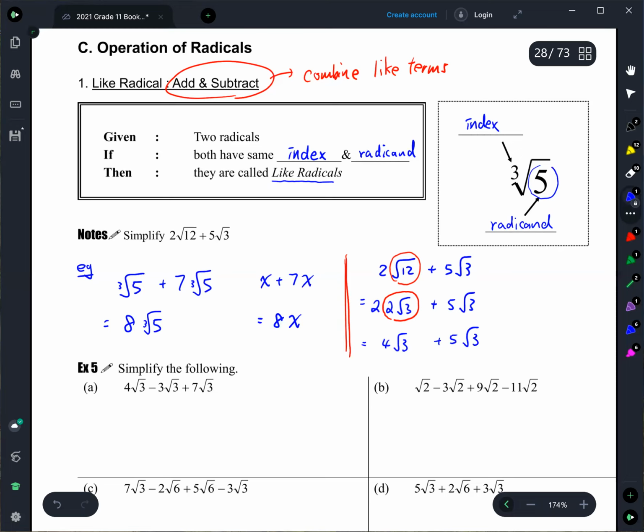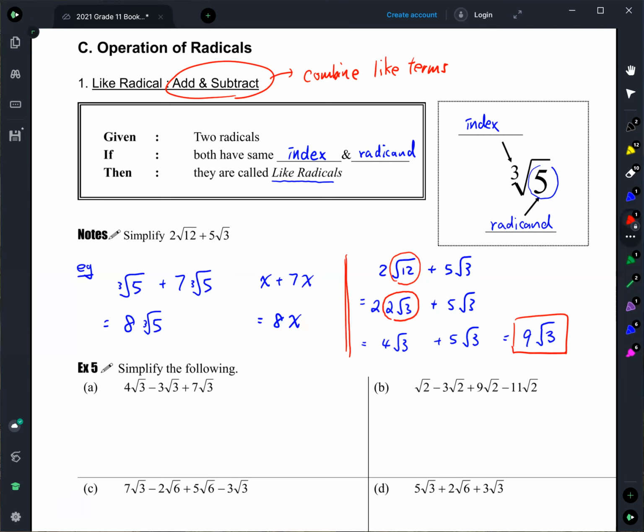Now they both have the same radicand. They are both square roots, so the same index, same inside, same outside. So we can add them up. 4x plus 5x will give you 9x, so 4 root 3 plus 5 root 3 will be 9 square root 3. Pretty straightforward. Just think of it like combining like terms in polynomials, except that here, if you are able to simplify, you need to simplify first.